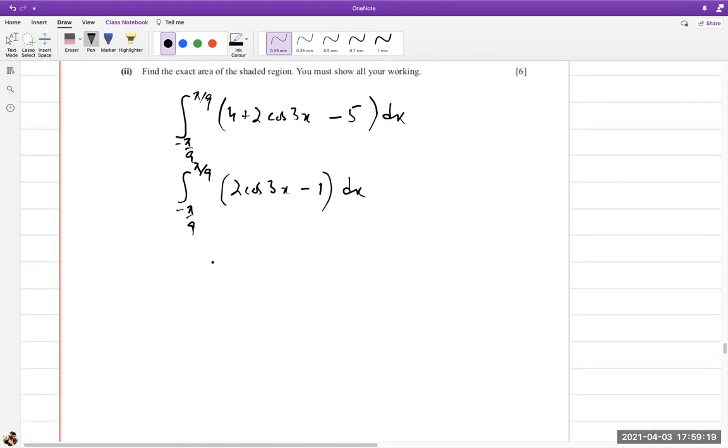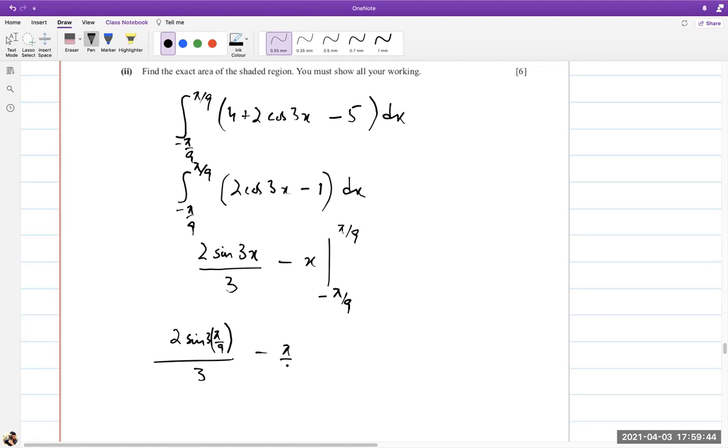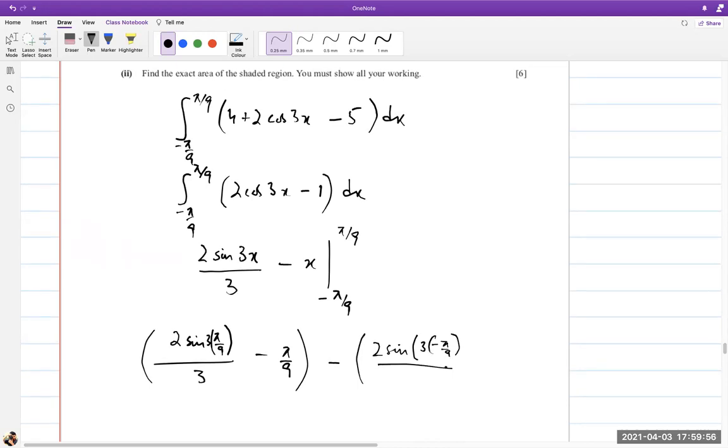तो cos की इंटीग्रेशन होती है साइन। सो 2 cos की बजाय 2 sin 3x डिवाइडेड बाय डेरिवेटिव ऑफ 3x विच इज 3, माइनस इंटीग्रेशन ऑफ 1 इज जस्ट x। तो अब इन पे हम लिमिट लगा देंगे पाई बाय 9 माइनस में और पाई बाय 9 प्लस में। तो 2 sin पाई बाय 9 टाइम्स 3 ओवर 3 माइनस पाई बाय 9, minus 2 sin 3 into minus pi by 9 over 3 minus pi by 9.